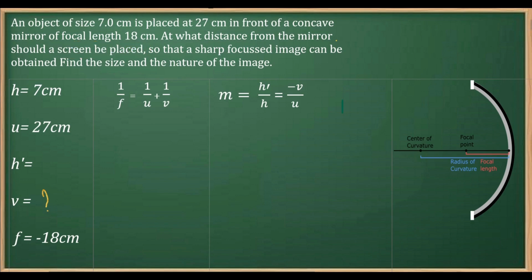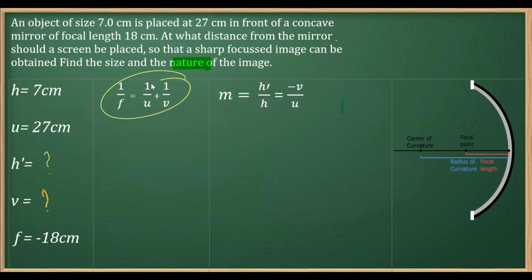Other things that we have to get are the size and the nature. So size of the image is what? H dash. Nature, whether it's virtual, well, we have already got to know that it is formed on a screen, and the image which is formed on the screen has to be real. So the other thing that we have to get is H dash.